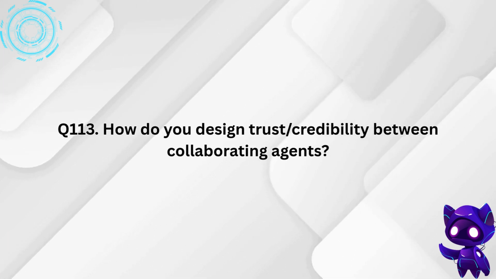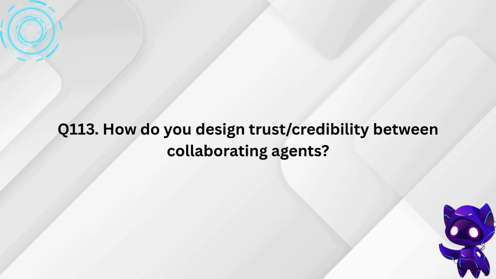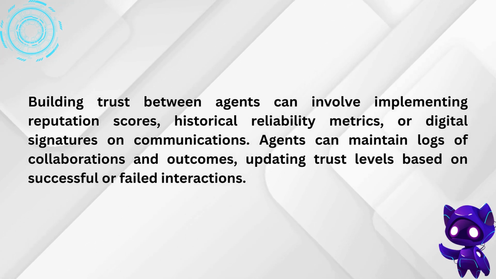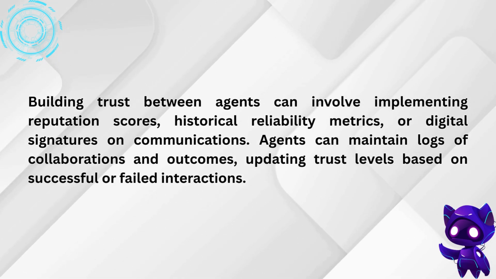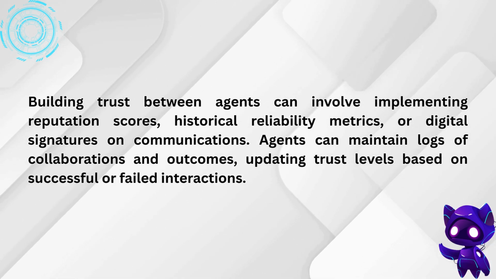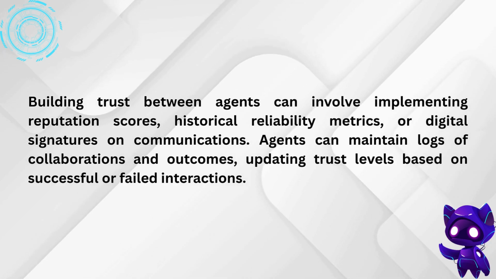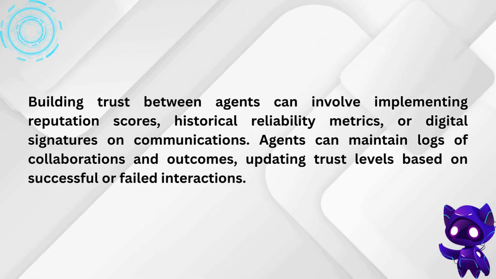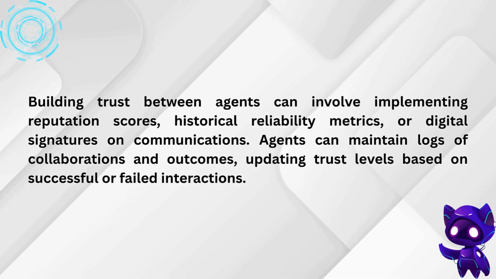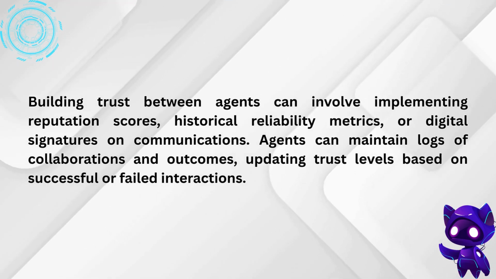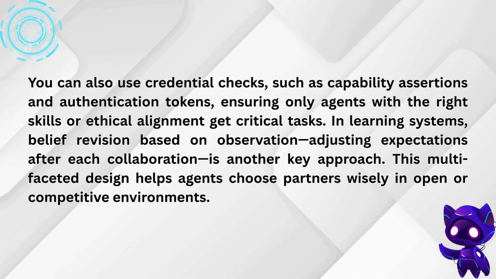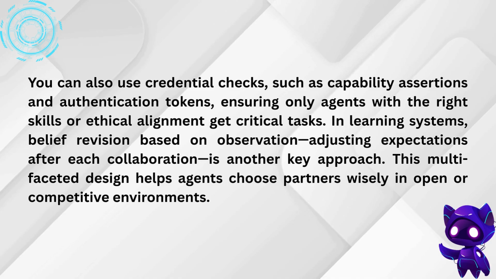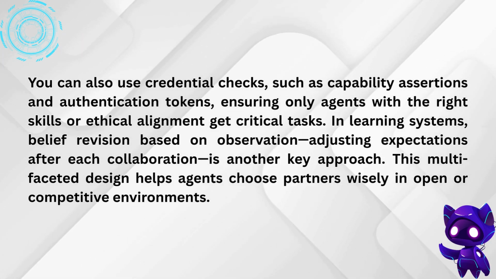How do you design trust, credibility between collaborating agents? Building trust between agents can involve implementing reputation scores, historical reliability metrics, or digital signatures on communications. Agents can maintain logs of collaborations and outcomes, updating trust levels based on successful or failed interactions. You can also use credential checks, such as capability assertions and authentication tokens, ensuring only agents with the right skills or ethical alignment get critical tasks.